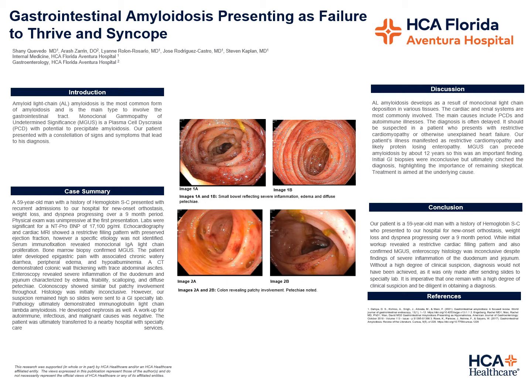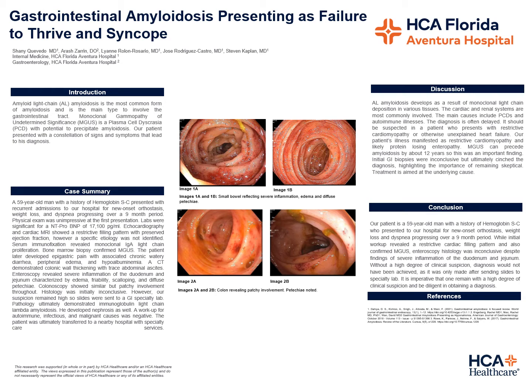Serum immunofixation revealed monoclonal IgA light chain proliferation. Bone marrow biopsy confirmed MGUS. The patient later developed epigastric pain with associated chronic watery diarrhea, peripheral edema, and hypoalbuminemia. A CT of the abdomen demonstrated colonic wall thickening with trace abdominal ascites. Enteroscopy later revealed severe inflammation of the duodenum and jejunum that was characterized by edema, friability, scalloping, and diffuse petechiae.